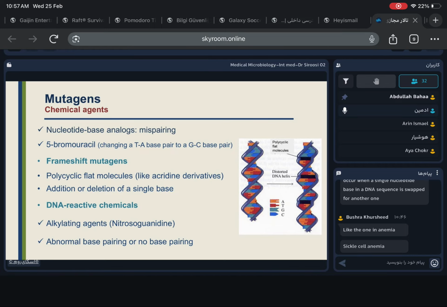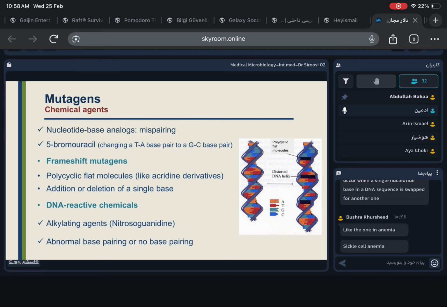And we have chemical mutagens. Chemical mutagens are divided into three major classes. We have nucleotide base analogs, we have frameshift mutagens, and also we have DNA reactive chemicals. So let's start with nucleotide base analogs. As you can judge by their names, they resemble the normal nucleotides, and they can incorporate into the DNA, which leads to mispairing during the replication of the DNA.